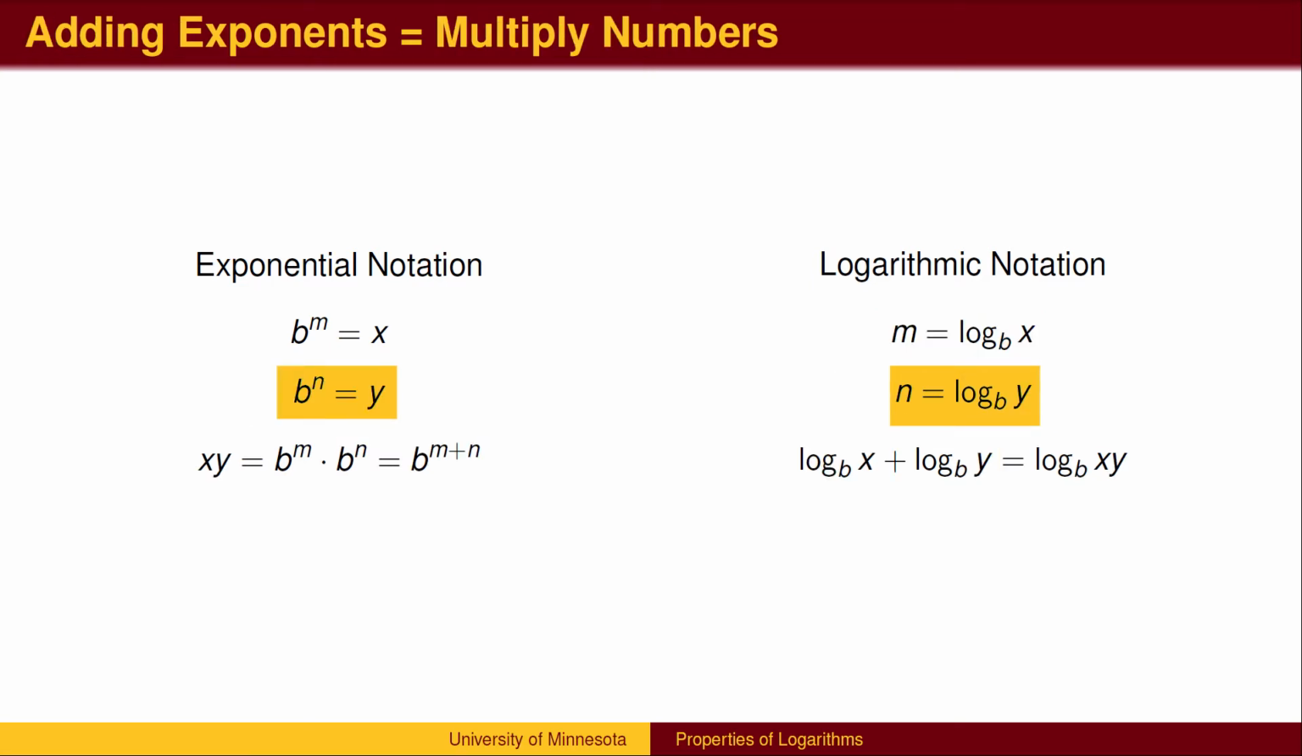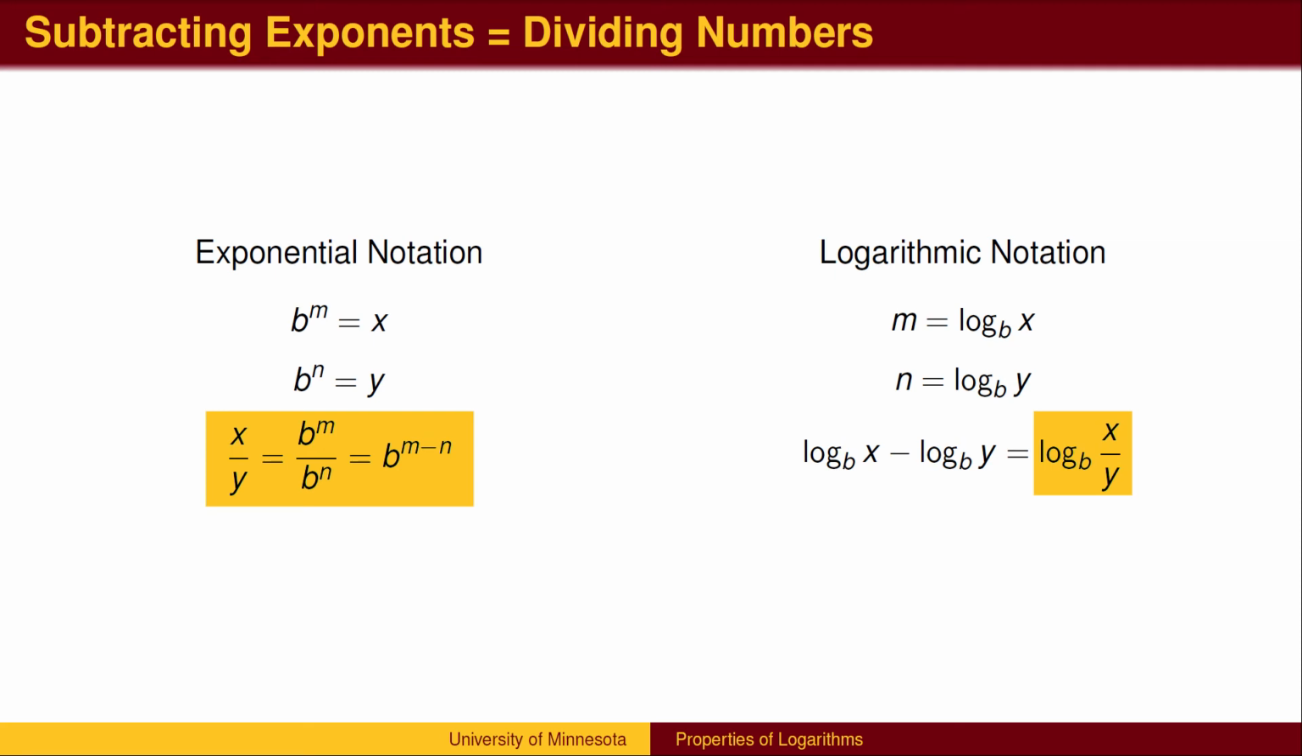We will now define a second exponential and logarithmic equation and ask what happens when we multiply. What exponent do we put on b to get x times y? When multiplying numbers, we add exponents. So m plus n is the exponent we put on b to get x times y.